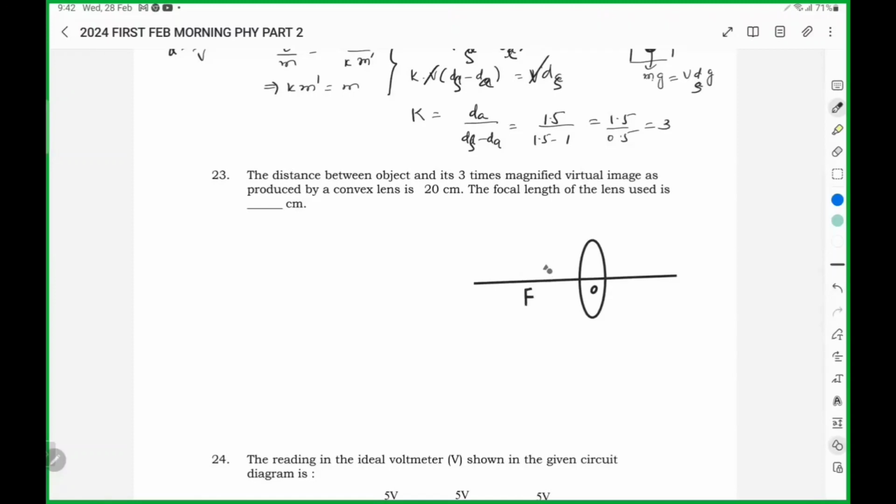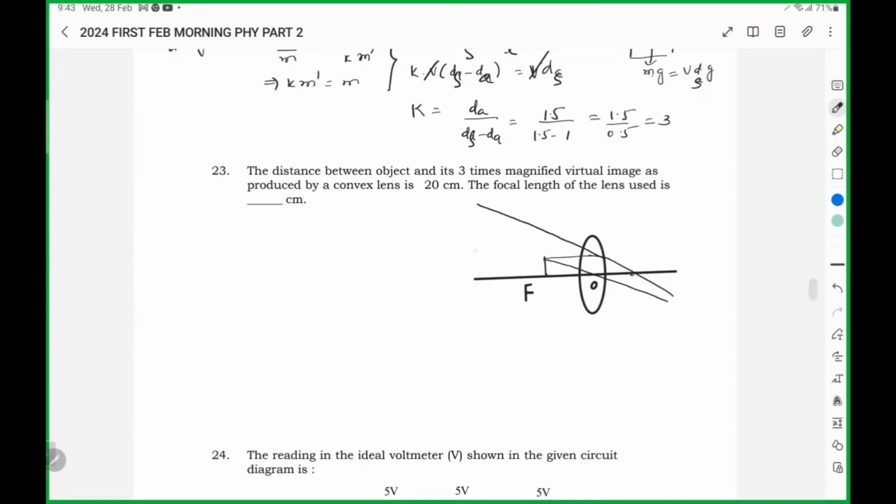This one is focus. So the object is placed here. A light ray parallel to the principal axis gets refracted and passes through the focus. Any ray which passes through the optical center will not be deviated. So these two rays, if you extend them, we get here a virtual image.